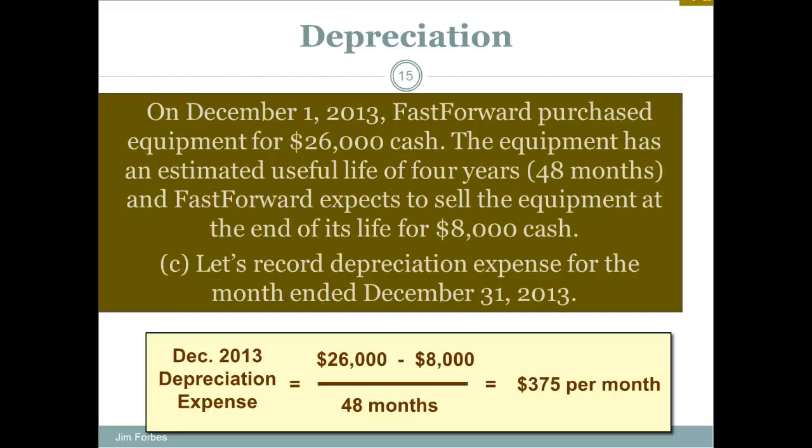Here they're giving an example. You bought equipment for $26,000. You expect to be able to sell the equipment at the end of its life for $8,000, and you're going to depreciate it over 48 months. So you just take the 26 minus the 8. You have 18,000 divided by 48. You're going to write off $375 per month.